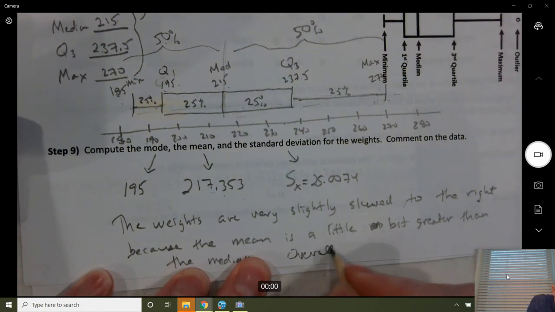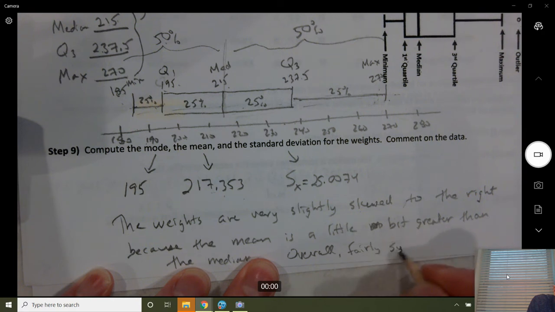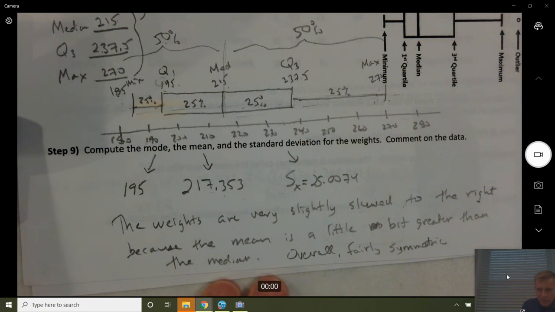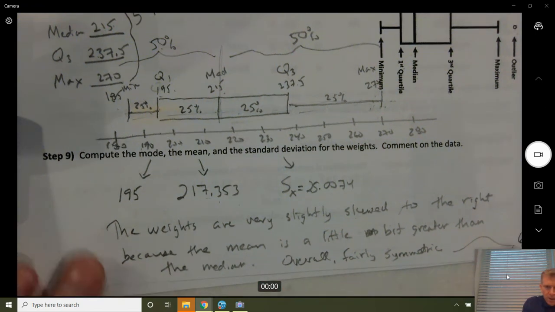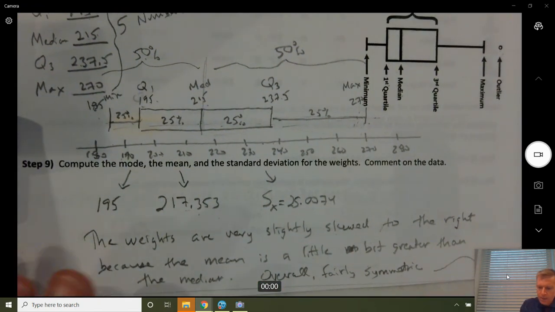Overall, fairly symmetric. And by symmetric, I pretty much mean bell-shaped. It usually looks the same on the left as it does on the right. Maybe a little skewed to the right. Okay, and that's all for now.